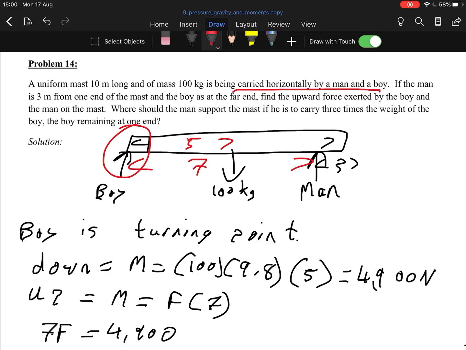Because it's horizontal, find the upward force. We're assuming that it's in equilibrium, so it's carried horizontally, it's in equilibrium. Therefore, the man and the mast must be of equal weight. So 7F is equal to 4,900, which means F should end up being equal to 700 newtons.